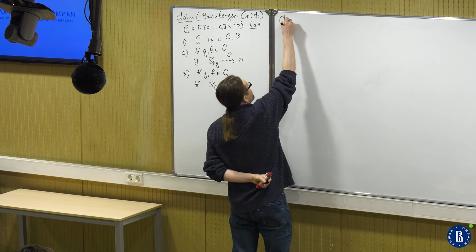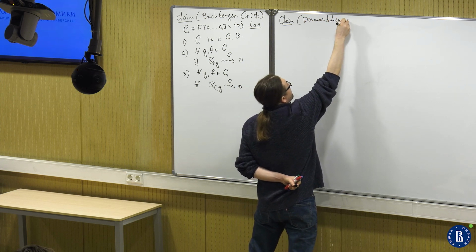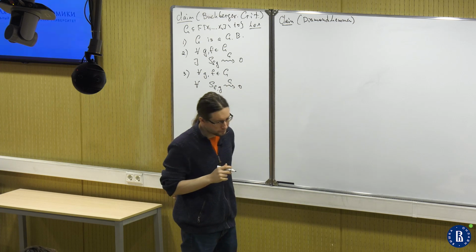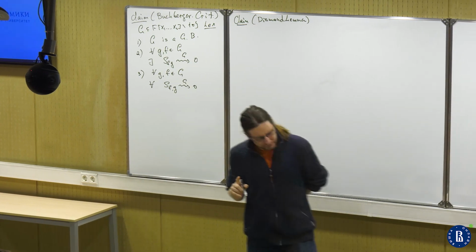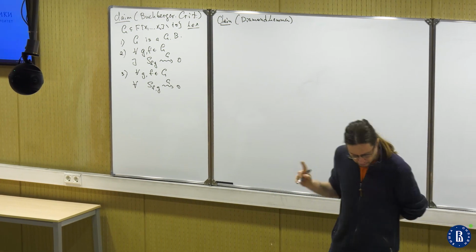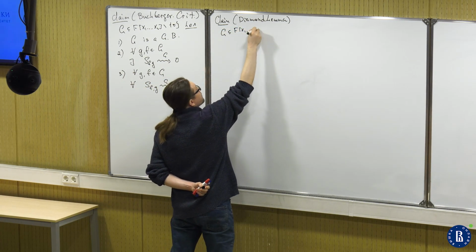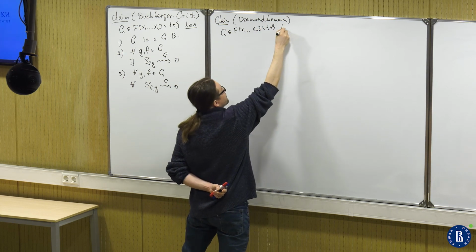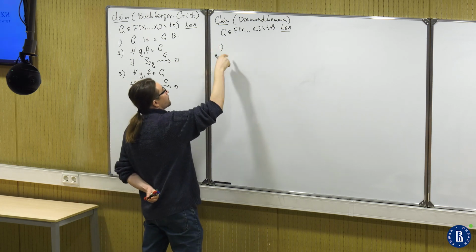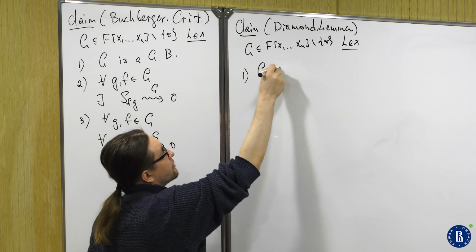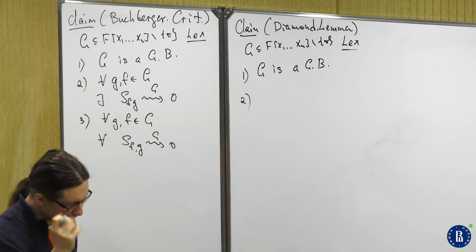The claim, diamond lemma. Okay, so again, we have a set of non-zero polynomials, and a lexicographical ordering fixed. The following is equivalent. The claim number one, G is a Gröbner basis, and the claim number two says the following.